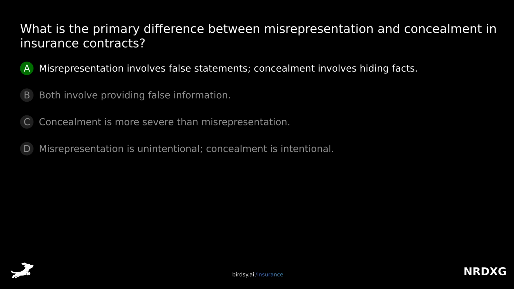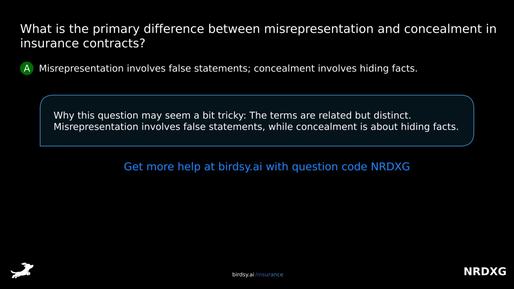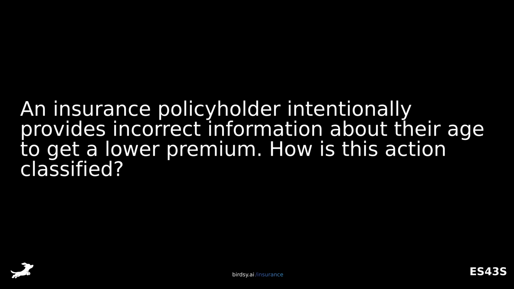Why this question may seem a bit tricky. The terms are related but distinct. Misrepresentation involves false statements, while concealment is about hiding facts. An insurance policyholder intentionally provides incorrect information about their age to get a lower premium. How is this action classified?